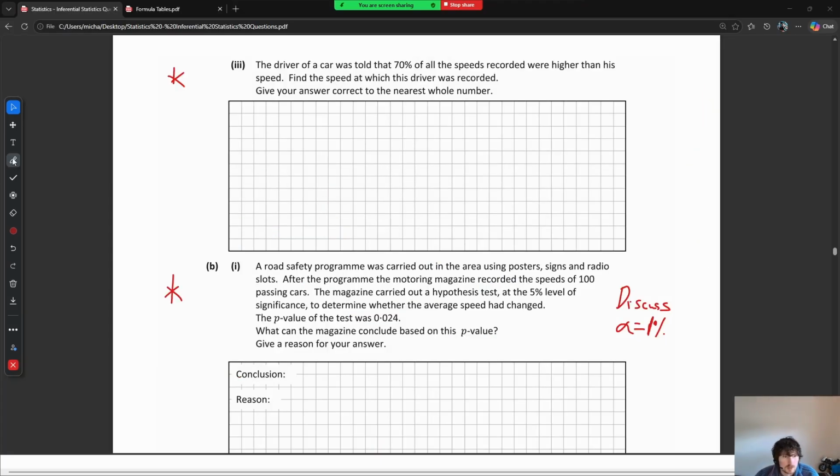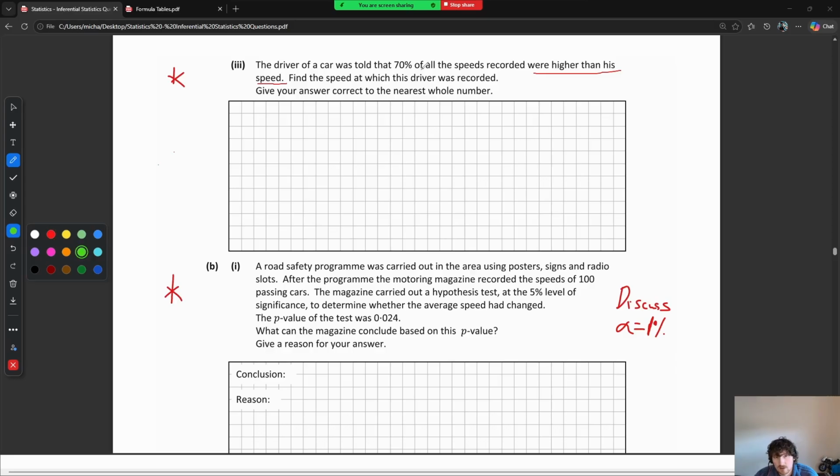Okay, so scroll along. This is continuing talking about this kind of 800 drivers and the speed limits and stuff. So this is part 3 of this same question. A driver of a car was told that 70% of all the speeds recorded were higher than his speed. Find the speed at which this driver was driving, and then round it to the nearest whole number.